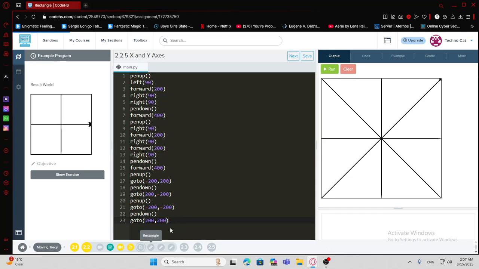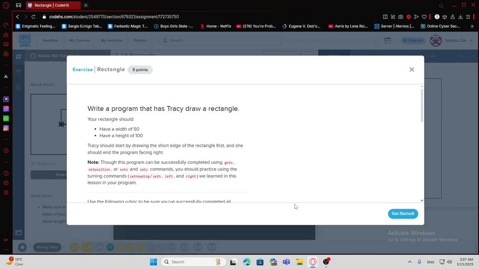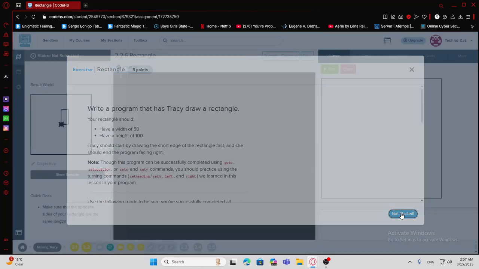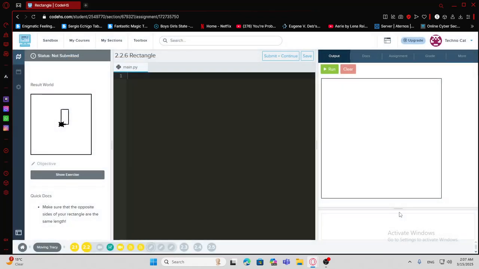So the first actual exercise we got for this unit is a rectangle with a width of 50 and a height of 100. So we gotta start abusing these go-to commands. Remember, Tracy's always going to start in the center.